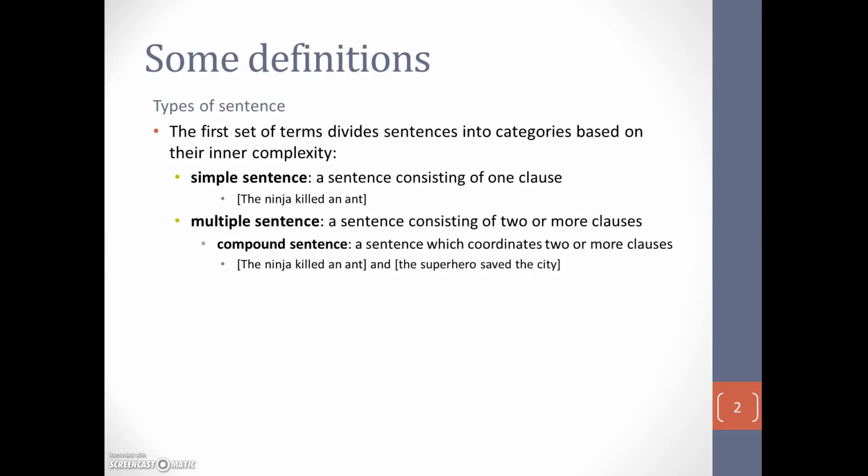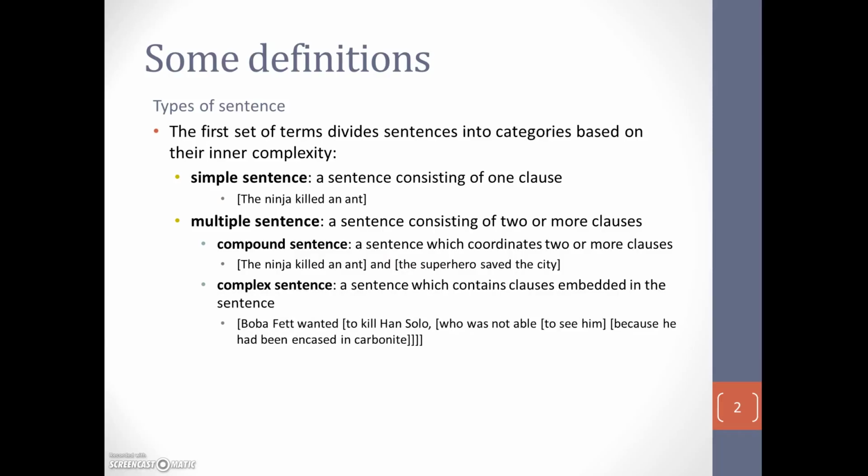We then also have multiple sentences, and basically these are sentences consisting of two or more clauses, and we have two different types. The first type is a compound sentence, which is a sentence that contains a coordinator. So in this case, we have the use of the word and, which is a coordinating conjunction, and we can see on either side we have a main clause. Right? So here we have a compound sentence.